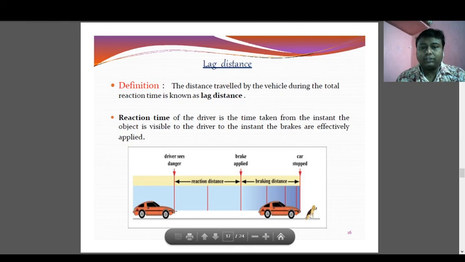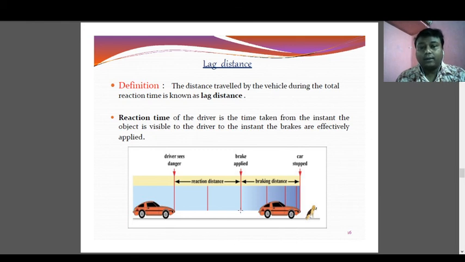So he or she has to take a decision within this time, within this distance, and come to a conclusion: now I have to apply the brake. It is not that you apply it and suddenly the brakes take effect. To apply the brake it needs some time. This distance is called the braking distance, meaning the distance covered after applying the brake is known as the braking distance. So the total reaction time plus braking distance is known as the lag distance.